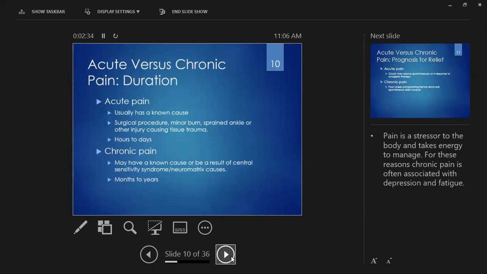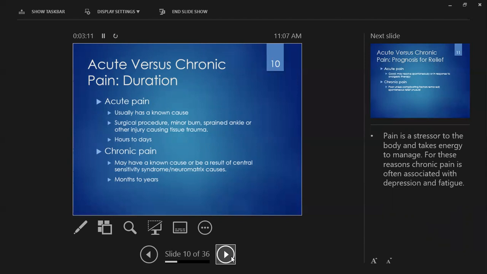Acute pain versus chronic pain. Acute pain usually has a known cause, whereas chronic pain may be idiopathic. We don't know what's causing it, or it may be a huge conglomeration of issues. It may be resulting from central sensitivity syndrome, where we created more of those nerve cells and a heightened response to stimulus. It may be a neuromatrix issue. Acute pain can last hours to days, right? Potentially even weeks. But chronic pain, what was that magic number? They have to have pain for how long before it's chronic pain?